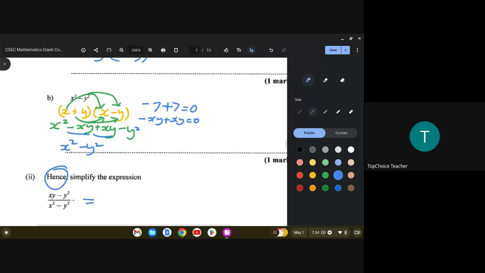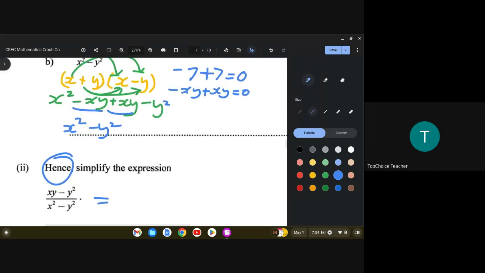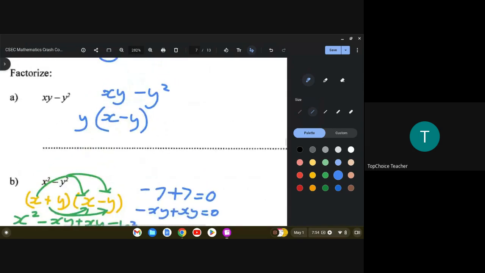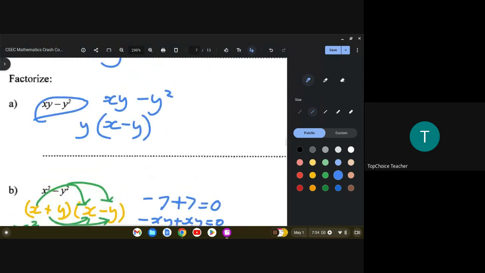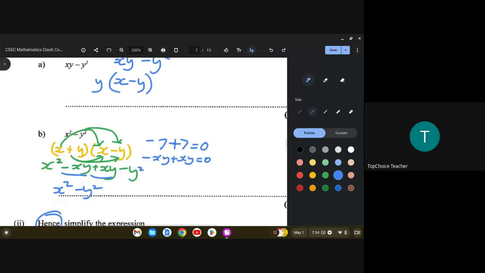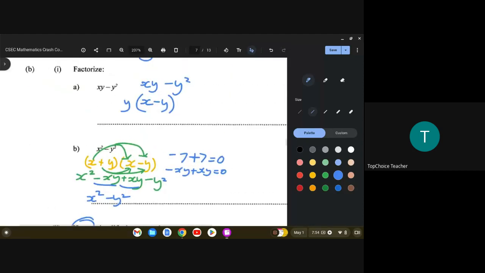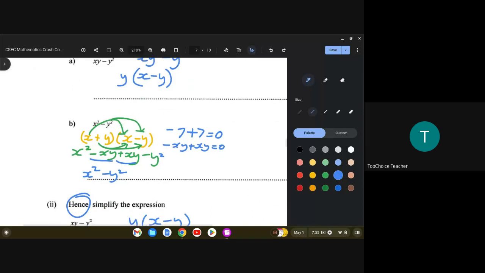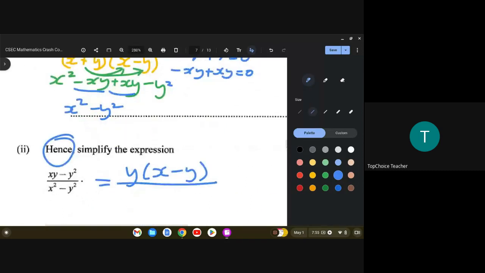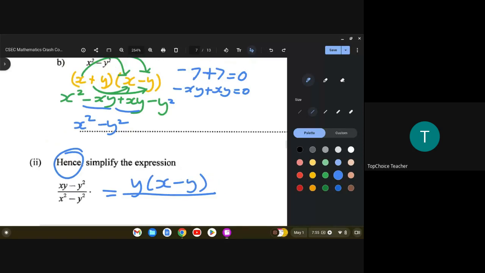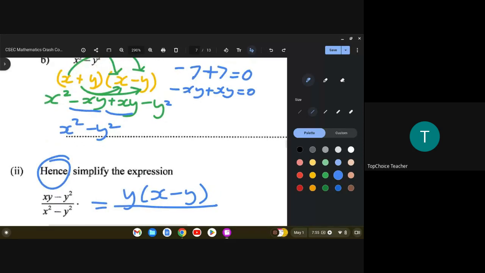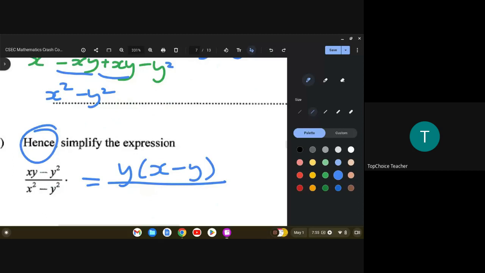Because what we do is look at this xy take away y squared. Didn't we factorize that here? Xy take away y squared, so we put the answer y open bracket x minus y. That's what we got when we factorized it. We're just using the answers now, right? And the denominator was the difference of two squares. So what did we get? The stuff in yellow: x plus y, x minus y. So that would be on the bottom. X plus y and x minus y.